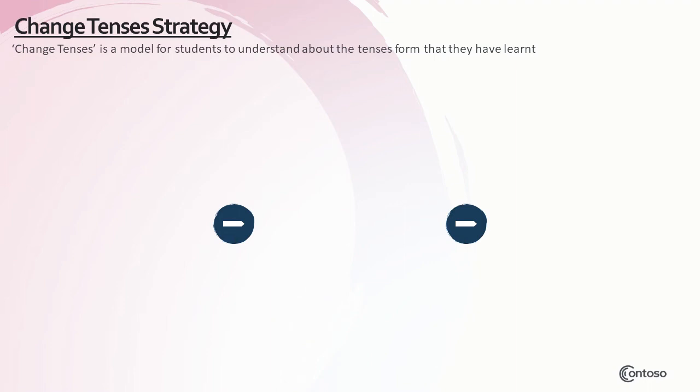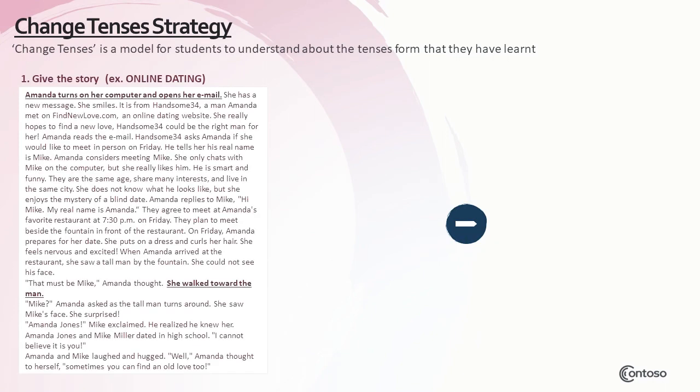The next is CTT strategy. Change the tenses is a model for students to understand about the tenses form that they have learned. The first is give the story to your students. The example is online dating story.